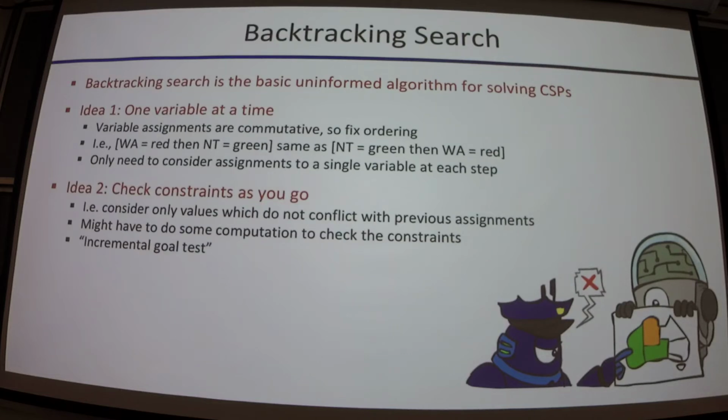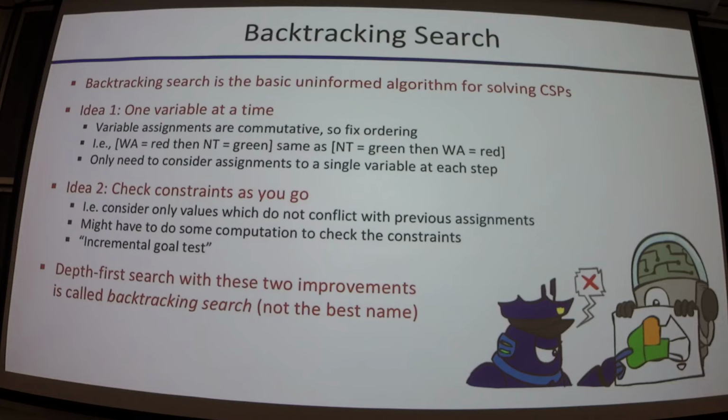And then we're also going to check these constraints as we go, right? So we're only going to consider values which don't conflict with our previous assignments as we start assigning. And so this looks like the domain of the node that we're coloring next has been restricted by our previous assignments. Does that make sense? This is kind of like an incremental goal test. Now this means we might have to do some computation in between each assignment in order to check these constraints, but we're going to have discovered that problem in the last one much earlier.